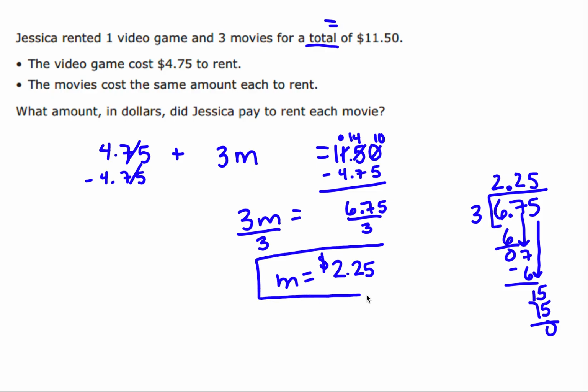If I want to check it, I can always put it back in. 3 times $2.25 gives me $6.75. And then adding on that extra $4.75 takes me to the total of $11.50.